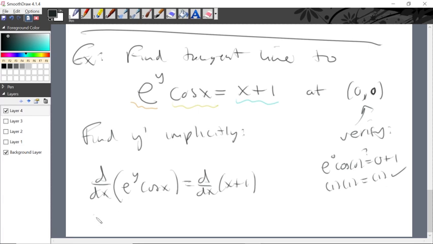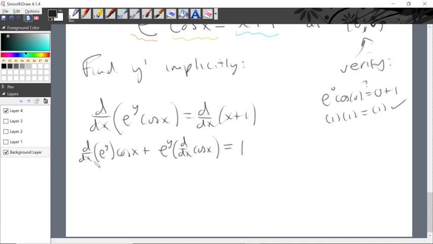Okay, I'll write it out here. The derivative of e to the y, and then that's times the cosine of x, plus, now we'll leave e to the y alone, and multiply that by the derivative of cosine of x. On the right-hand side, the derivative of x plus 1 is just equal to 1.